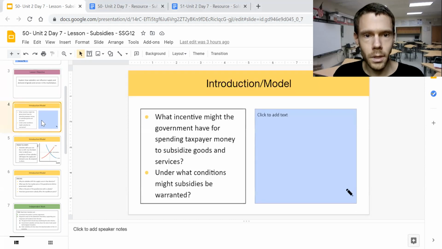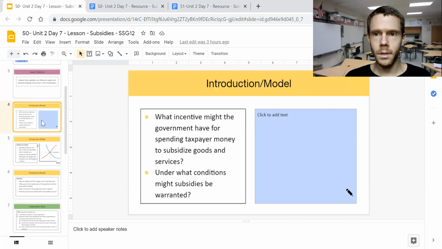So in the introduction and model part of the lesson, first thing that you should consider is the incentives and motivations. So what incentive might the government have for spending taxpayer money to subsidize goods and services? And under what conditions might subsidies be warranted? A good way to think about this is to consider what kinds of programs or things the government should find to be important or place a value on, and then to consider how that value can be reflected in the budget in terms of what programs get funded and what programs do not get funded.